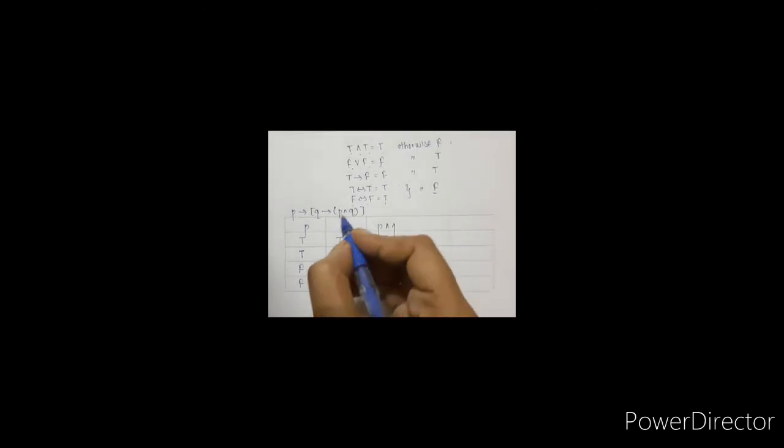So in the second case, first is true, second is false, so this will be false. First is false, second is true, so even though one is false, this is going to be false. If both are false, obviously it will be false. Now we are done with this bracket, so we have to go for this entire bracket.